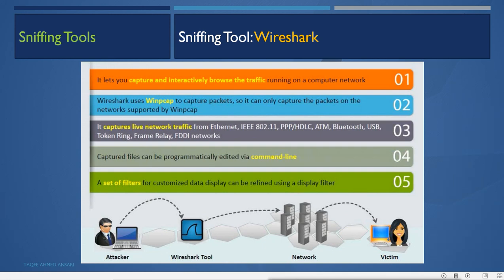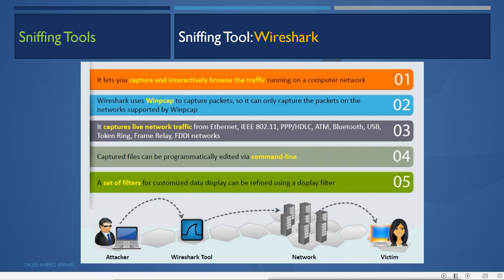Now sniffing tools, we have lots of sniffing tools. We have Wireshark here. Wireshark lets you capture and interactively browse the traffic running on a computer network. Wireshark uses WinPCAP to capture packets, so it can only capture the packets on networks supported by WinPCAP. It captures live network traffic from Ethernet, IEEE 802.11 network, PPP, SDLC, ATM, Bluetooth, USB, token ring, frame relay, FDDI network. It supports all of the available networks.